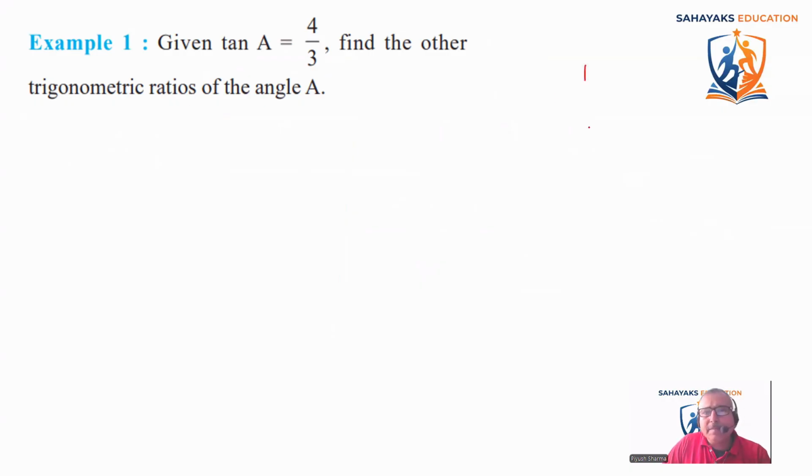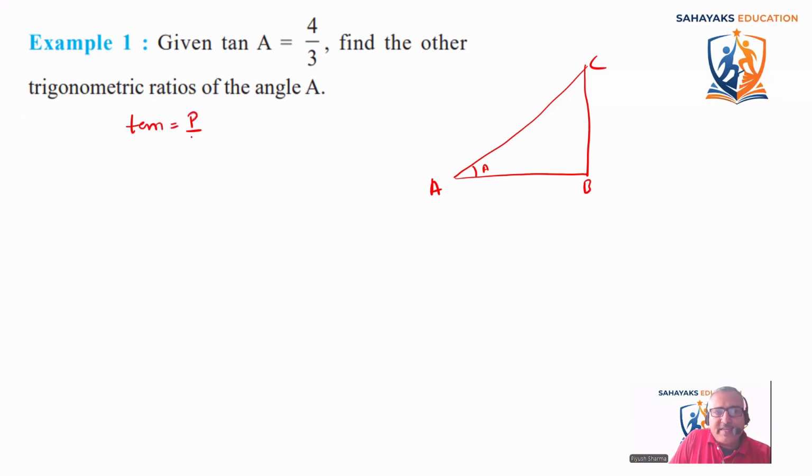Now let's make a triangle. They're saying tan A, so I'll make this angle A. This angle is A basically. This is A, B, and C. Now what is tan? When we talk about tan, it is P divided by B, perpendicular by base. So if this is equal to 4 by 3, I can say that perpendicular is 4x and base is 3x.